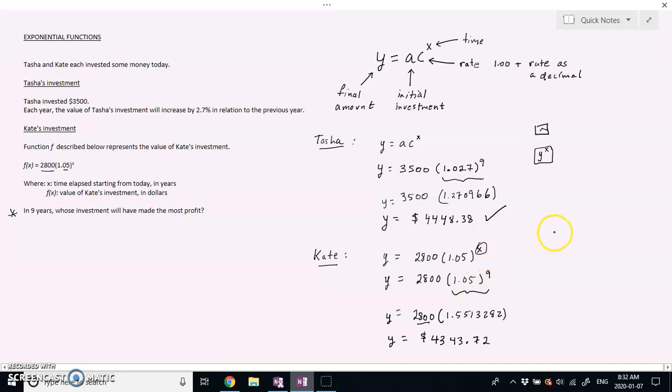I hope this helps you solve exponential functions. And just remember, always do the exponential portion first before you multiply against the initial investment.